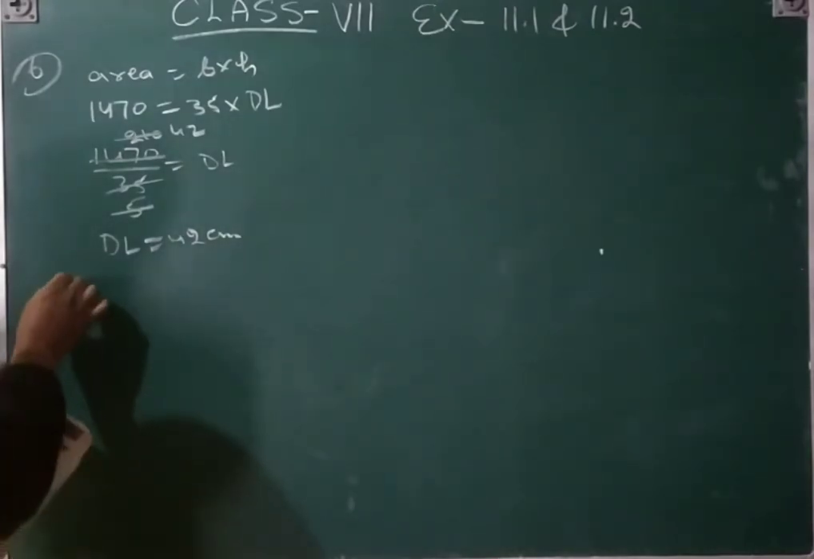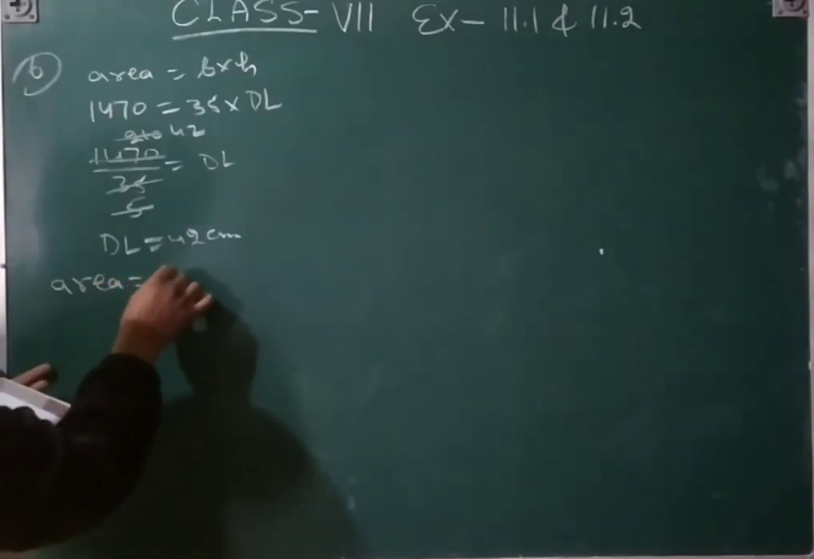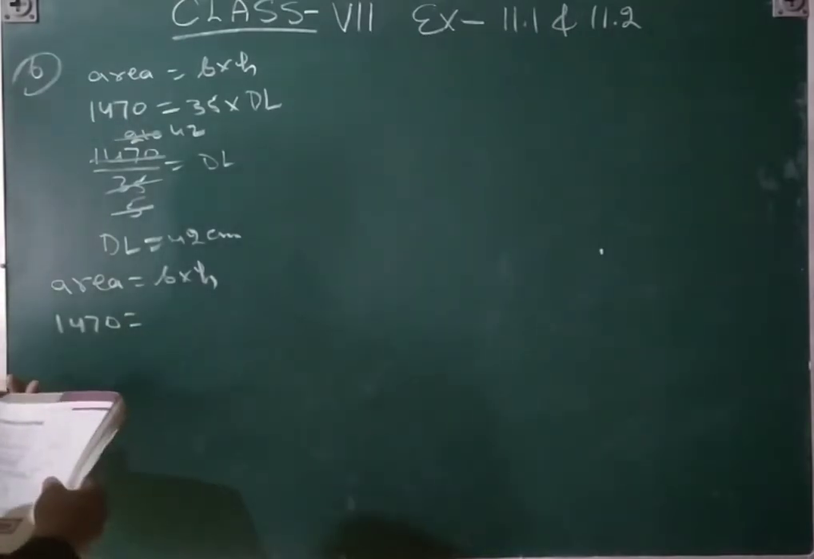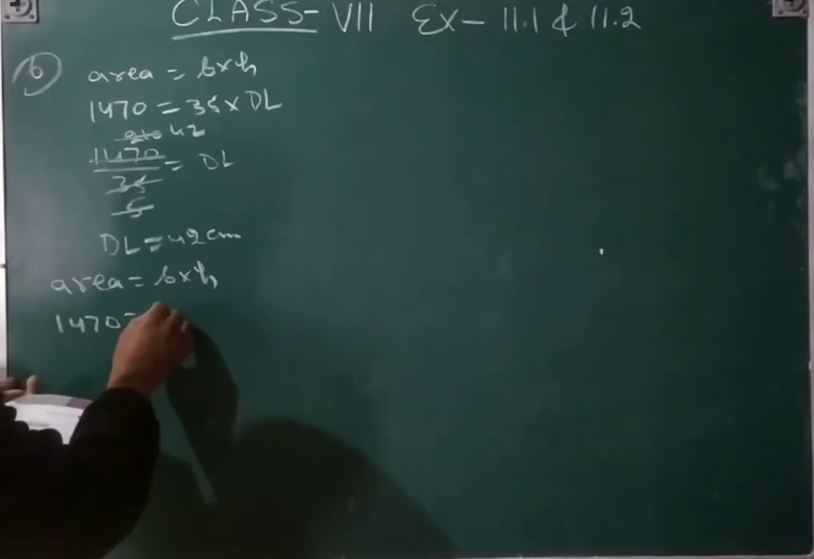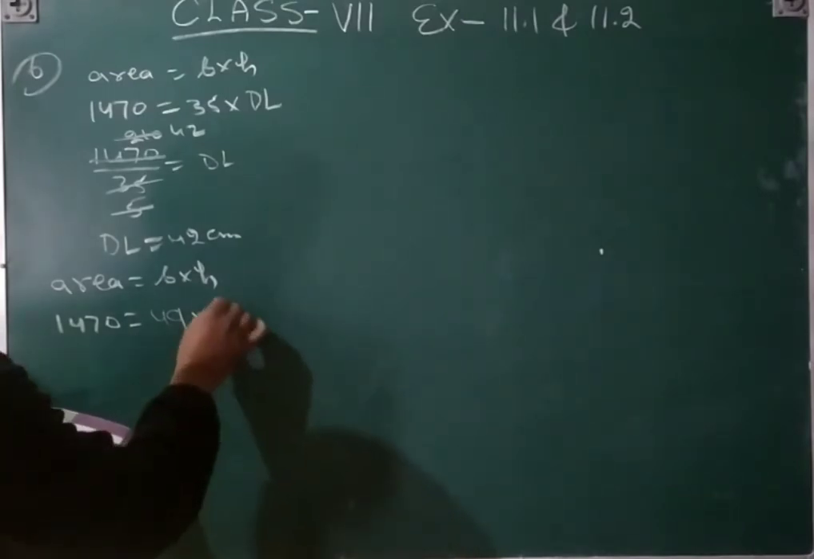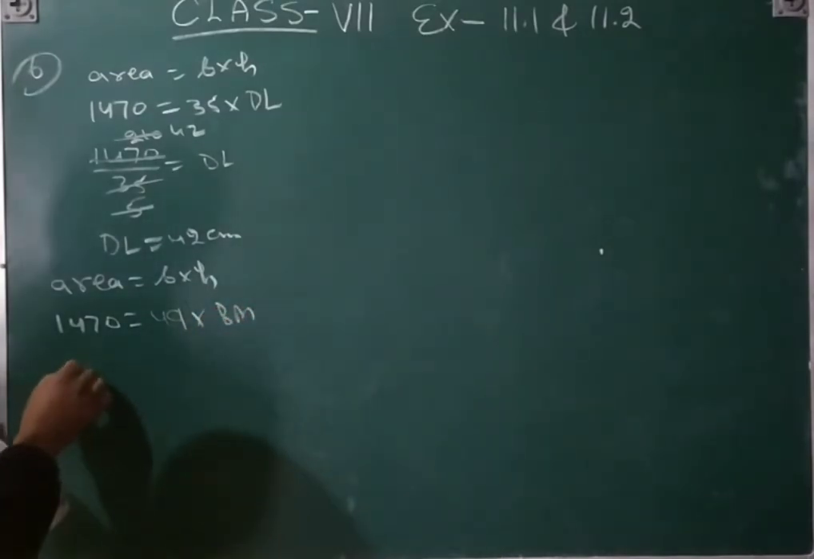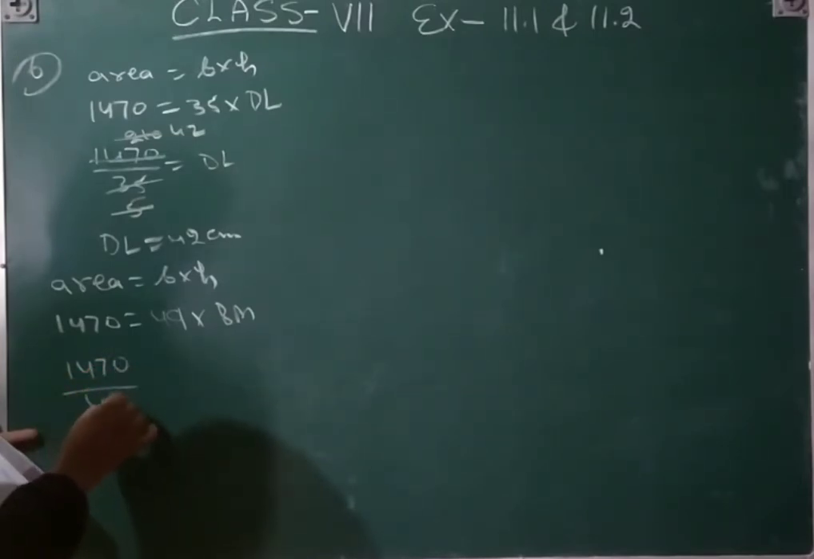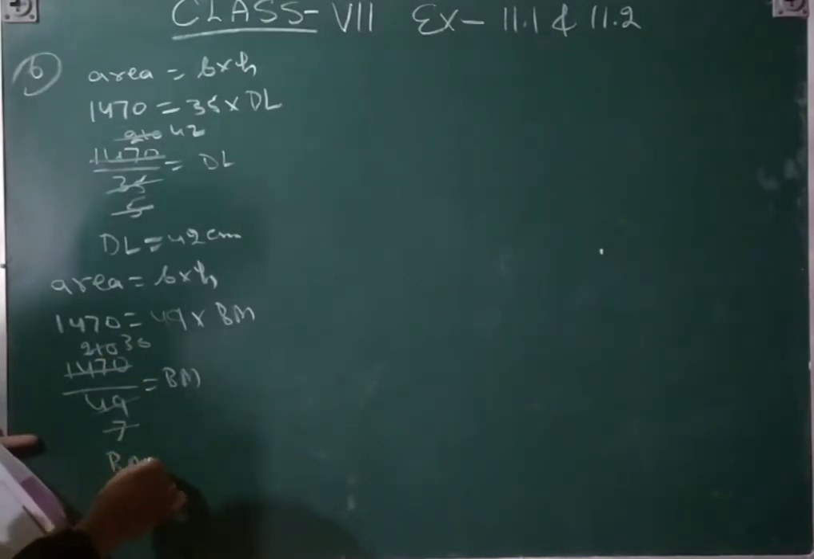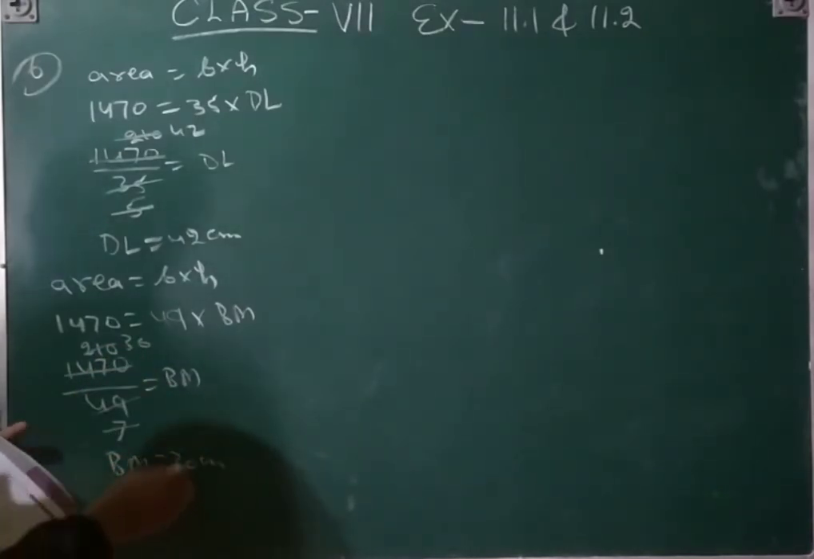And then again we will put that area is equal to base into height. Now base is AD given here, that is 49, and then we need to find here BM. So that 1470 upon 49, that is BM. So 7 7s are 49, 7 2s are 14, 7 1s are 7, then by 7, 3, that is BM is equal to 30 centimeter.